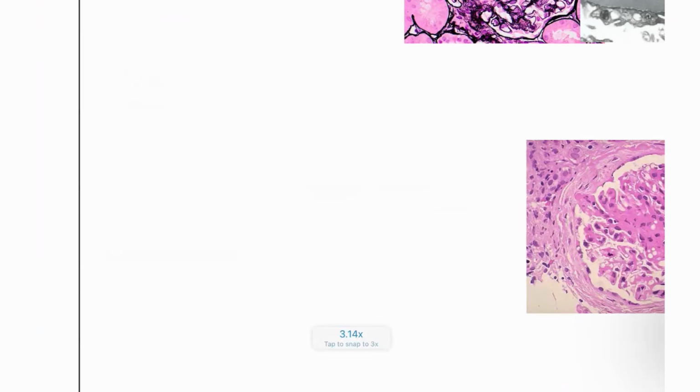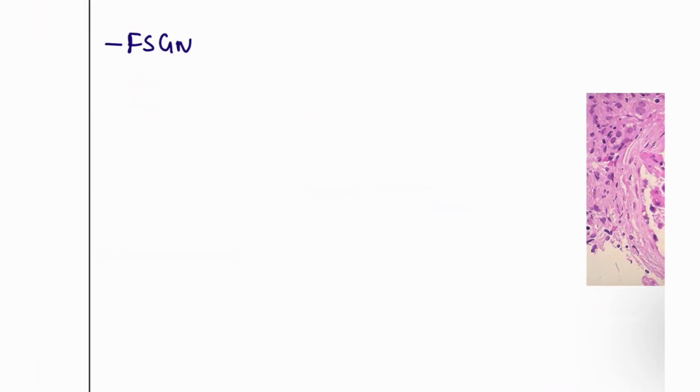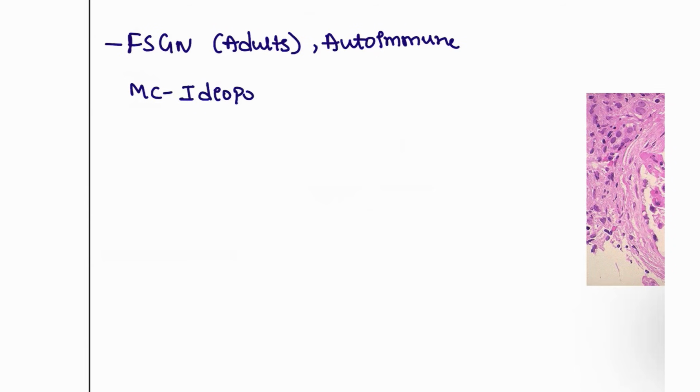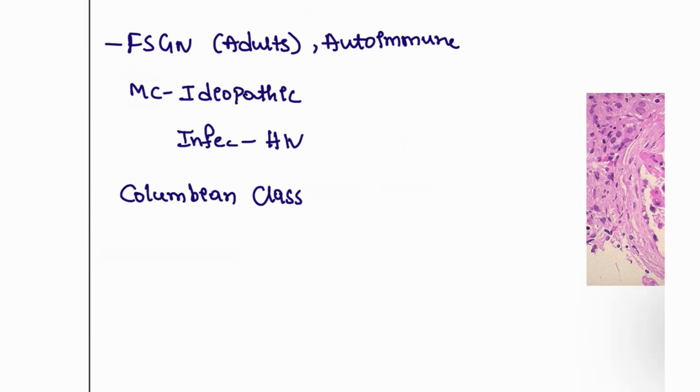Next one. Here is focal segmental glomerulonephritis, seen in adult patients. Autoimmune activity will be seen here. Either way, the most common cause is idiopathic. And if it is infectious, HIV is the most common cause for this patient. There is a classification that you have to know about this one, the Columbia classification, which we are going to use.